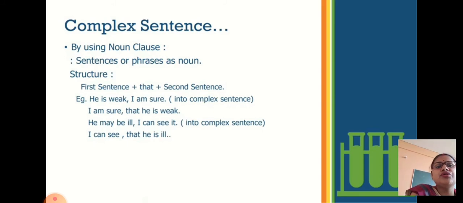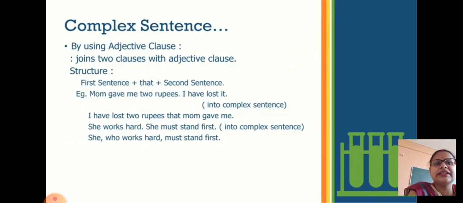But remember, whenever you use this conjunction "that", put a comma just before "that", and thereafter you can make your complex sentence. Complex sentences are basically the easiest ones. You will not find any difficulties. Read some more examples from your book also. But when we make a complex sentence using an adjective clause, we have to join two clauses with an adjective clause. For example, the structure should be first sentence, that, second sentence remains the same. For example, your subject sentence is: Mom gave me two rupees, I have lost it.